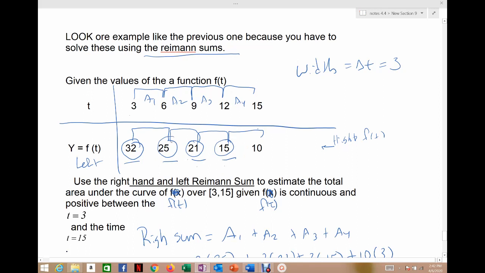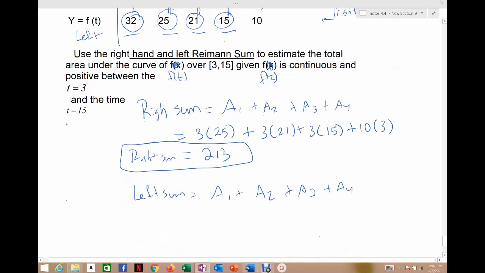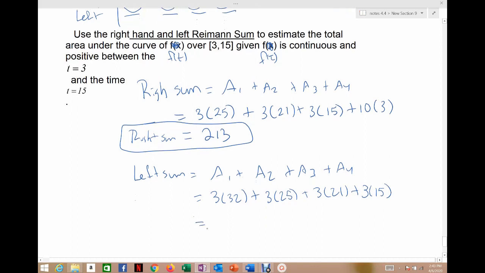I'd go up 32 on my first, 25 on my second, 21, and then 15. Leave off the 10. The 10 would be on the rightmost rectangle. And so my left sum would be 3 times 32 plus 3 times 25, 3 times 21, and then the last one 3 times 15. And there are my 4 areas. Again, you could factor out the 3 and add them up, but I'm just going to add them up as is. And so that's going to come out to 279. That would be my left sum.